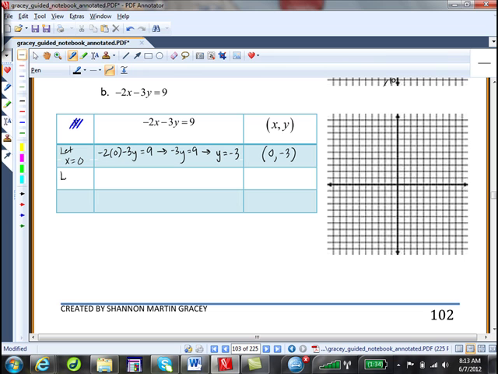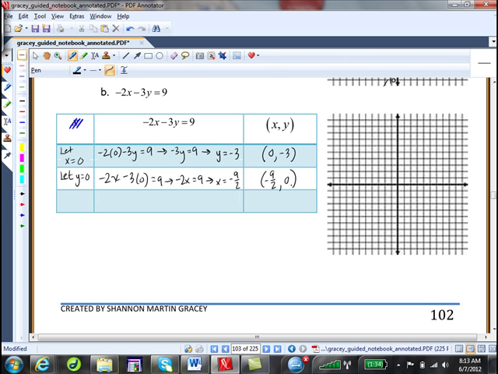Now I'll go ahead and let y equal 0 for the next one. This will get us our x-intercept. So then we'll get negative 2x is 9. So x will be negative 9 halves. So we get negative 9 halves, comma 0.